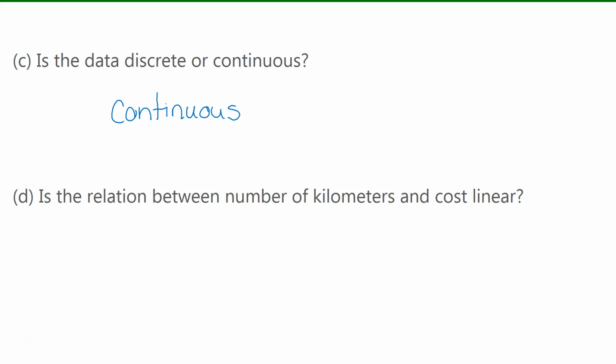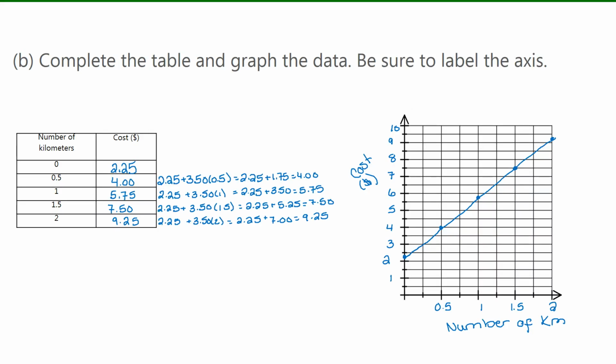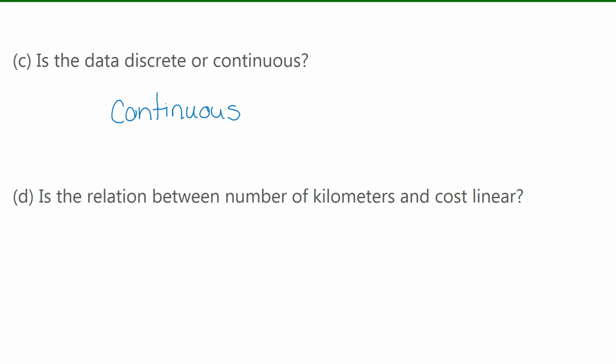And then part D asks us if the relation between the kilometers and the costs is linear. So we can look at the graph and see that a straight line can be used to join up the points. Or we can also look at the table of values and see that both the independent and dependent variables are increasing by a constant amount. So for both of these reasons, we can say that yes, this is linear.